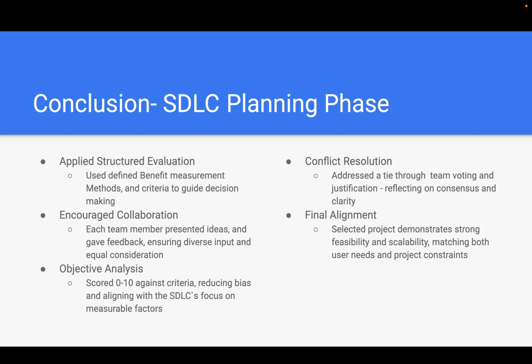And of course, conflicts came up. At one point, we had a tie. To resolve it, we used team voting and asked for justification behind each choice. This helped us reach consensus while keeping clarity and fairness in mind. Finally, we reached alignment. The project shows strong feasibility and scalability and also matches user needs and project constraints.